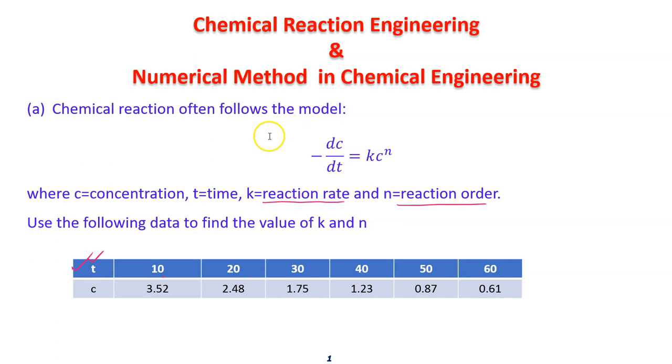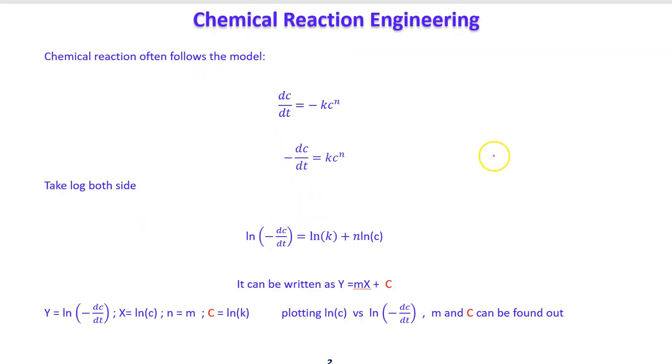Now first, how do we solve this problem? The chemical reaction is dC by dt is equal to minus K C to the power n, or we can write minus dC by dt is equal to K C to the power n. Now taking the ln on both sides, ln of minus dC by dt is equal to ln K plus n ln C.